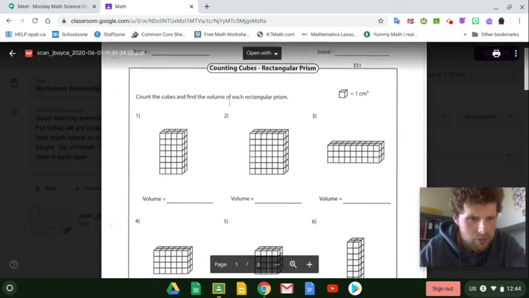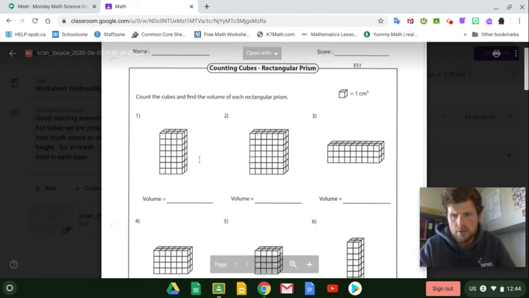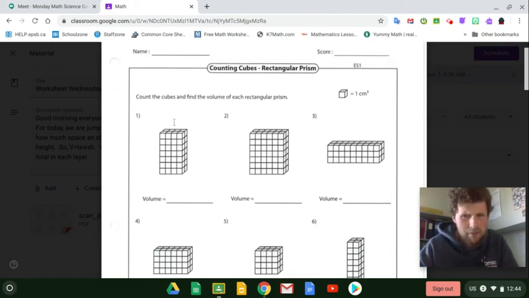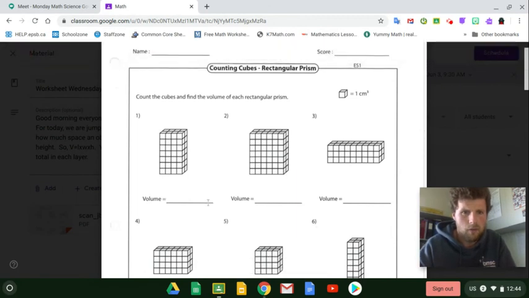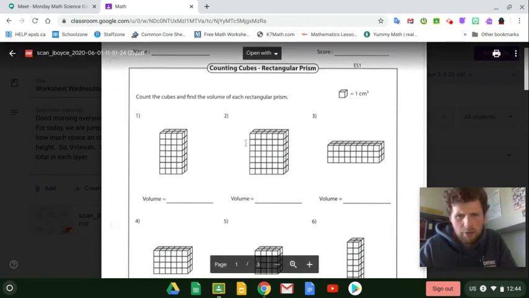Oh, and I should have somehow brought up a drawing thing so that I was able to write those there. But 4 times 7 is 28 times 2 is 56. 56 centimeters cubed would be the volume of this. And we could do that for all of them.